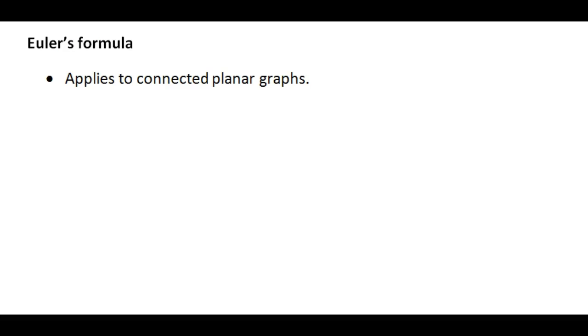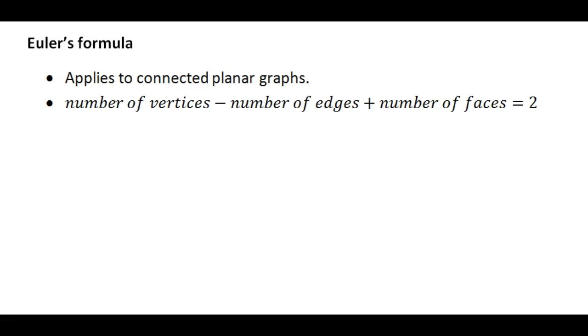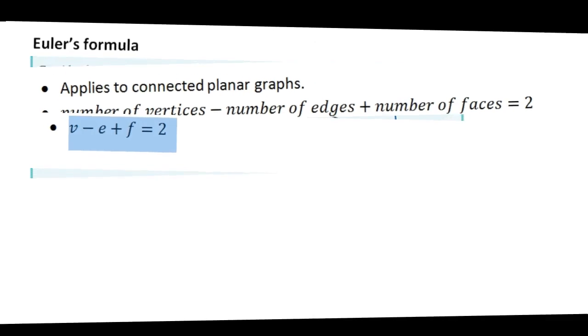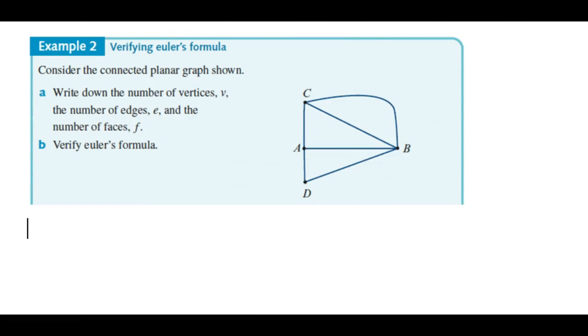Euler discovered a formula that applies to graph theory, and it applies in particular to connected planar graphs. He found that the number of vertices minus the number of edges plus the number of faces equals 2. In symbolic form, V minus E plus F equals 2. We can verify Euler's formula using a connected planar graph shown here.